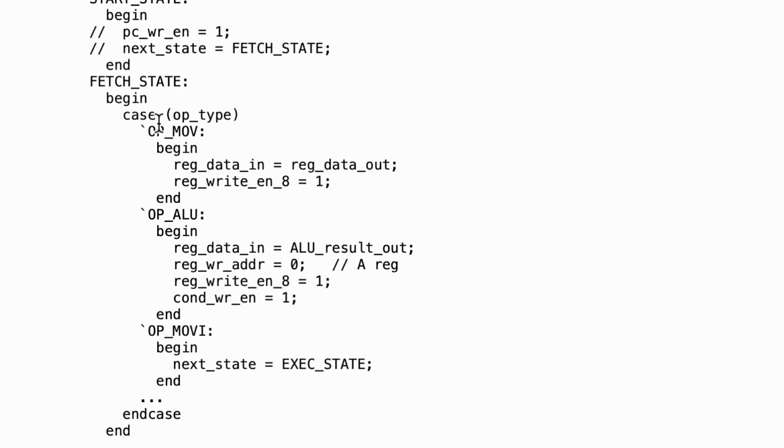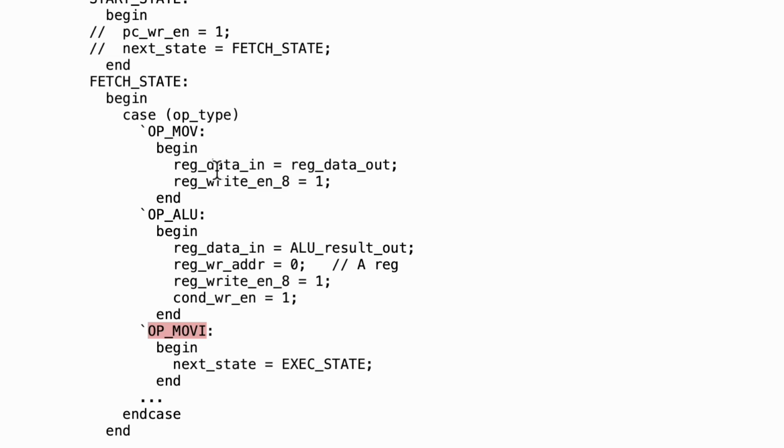For the fetch state, we need to take a look at which kind of instruction we have. So op type comes out of the instruction decoder, and here we see the register move instruction, here we see the ALU instructions, and here we see the move immediate instructions, and those are the ones I want to talk about today.